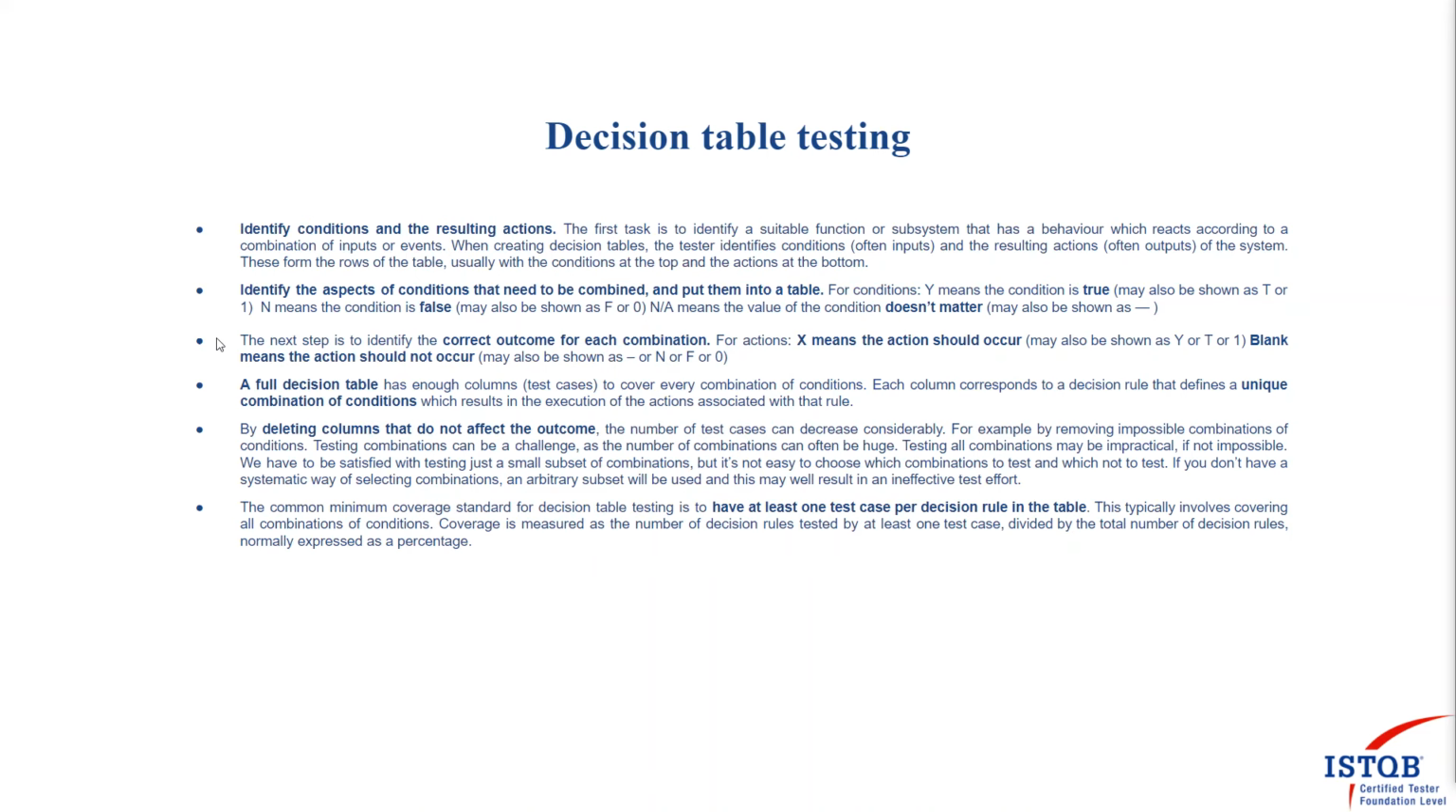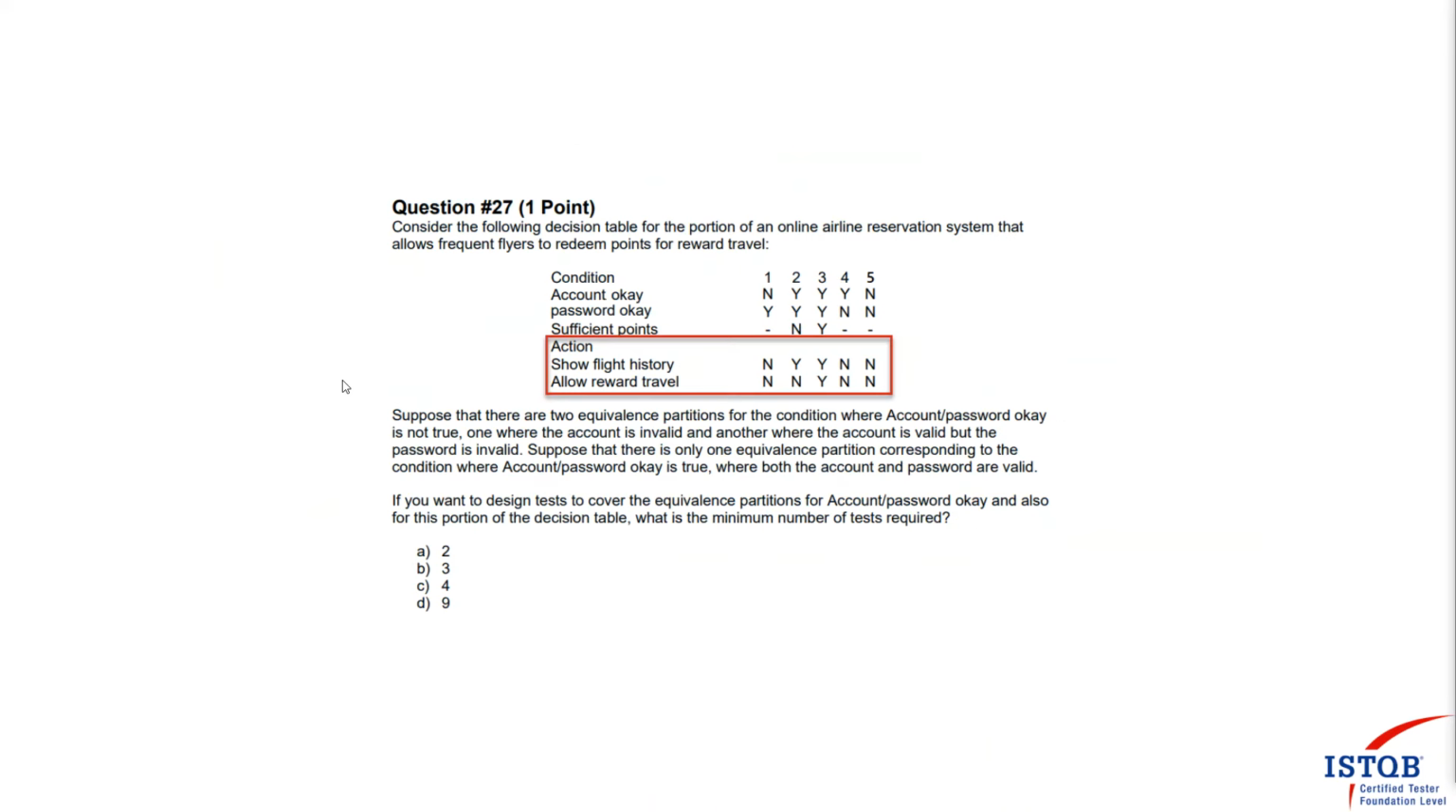The next step is to identify the correct outcome for each combination. For actions we have only two possible states. Action should occur or should not occur. For this test it is an easy one, because the business logic dependency is provided in the table. If account and password are correct, but the user doesn't have sufficient points, then flight history is shown, but travel reward isn't allowed. If account and password are correct, and the user's amount of points is sufficient, then flight history is shown, and travel reward is allowed.